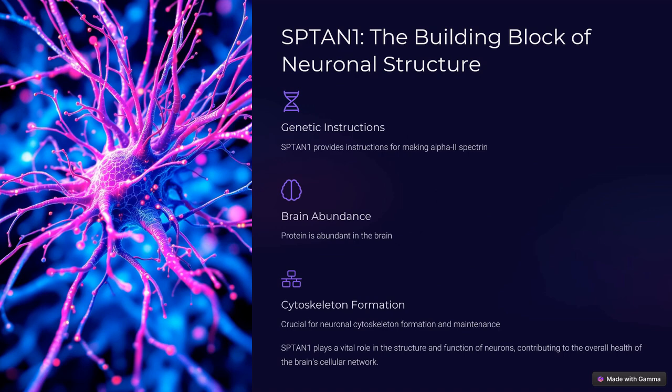SPTAN1 is a spectrin, a family of proteins playing a crucial part in the cell membrane, that provides instructions for making a cytoskeletal protein called alpha-2 spectrin, which surfaces on the plasma membrane of eukaryotic cells. It is abundant in the brain and plays a crucial role in the formation and maintenance of cytoskeletons, a network of protein filaments, thread-like structures, and tubules, tube-like structures, that extend throughout the cytoplasm of eukaryotic cells, in neurons.